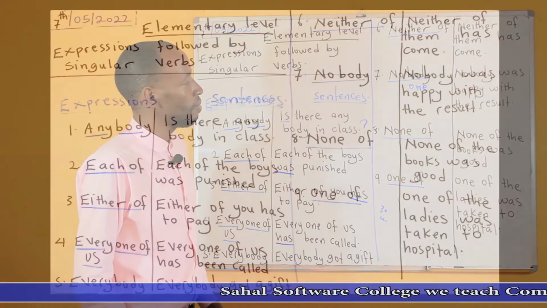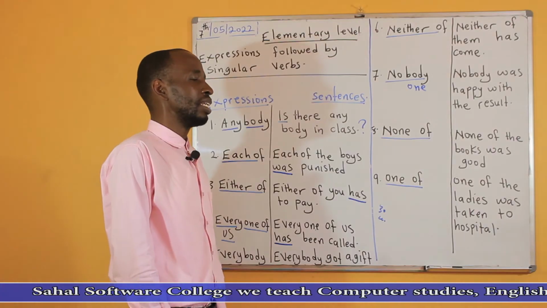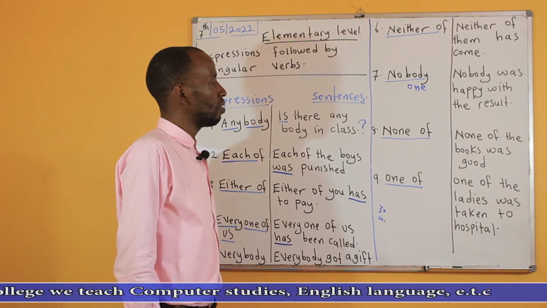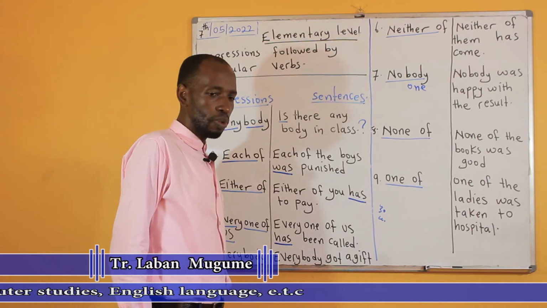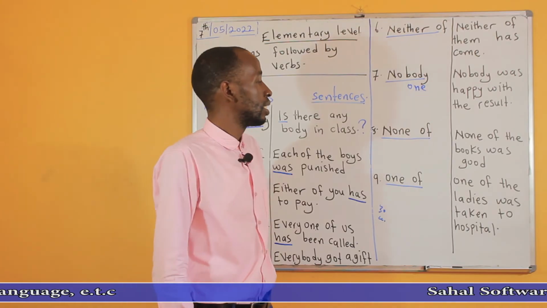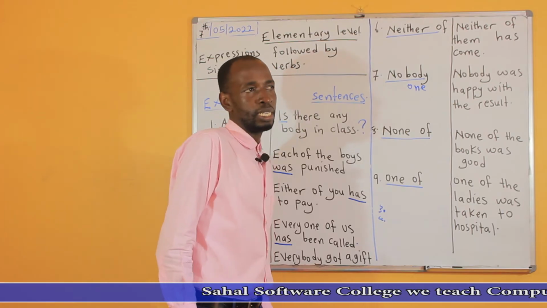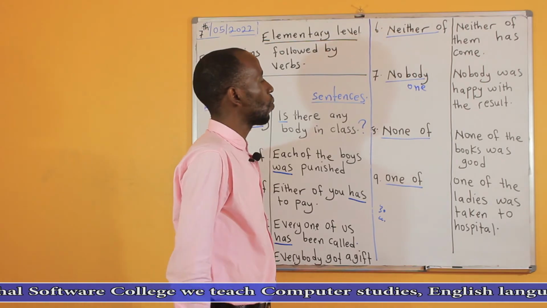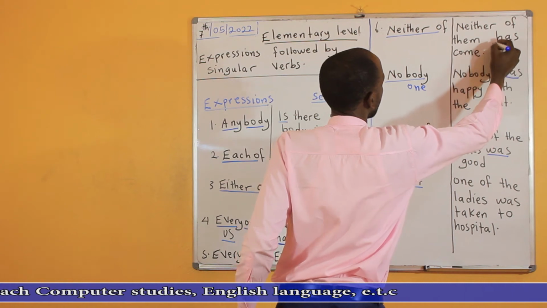If you say "none of the books was good", it means negative. "None of" means there was no book which was good. All of them were bad. None of the books was good. You cannot say "none of the books were". No. This is my singular. This is my singular.